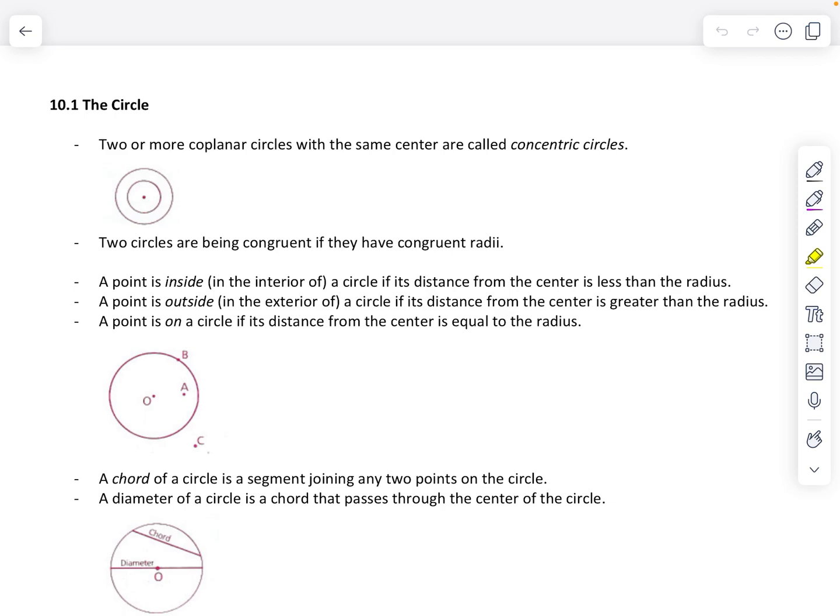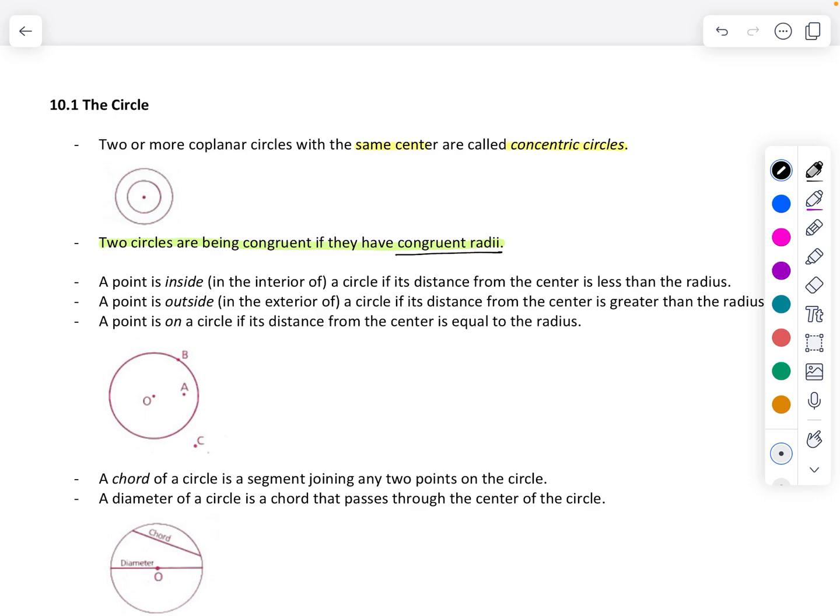First of all, two or more coplanar circles, which means they're on the same plane, or say same paper or page, with the same center are called concentric circles. So they have the same center. And we can see a picture of one right there. Now, another important thing to remember is two circles are congruent if they have congruent radii. Okay, so if two circles have the same radius, then they're congruent. Then they're the same size.